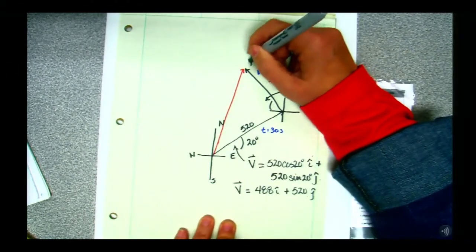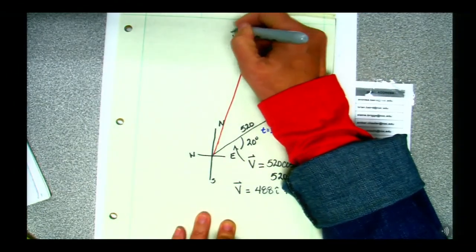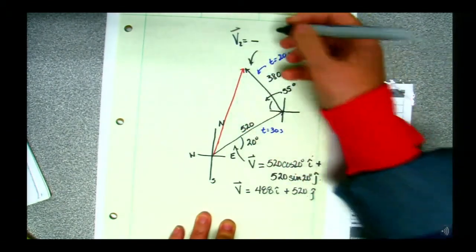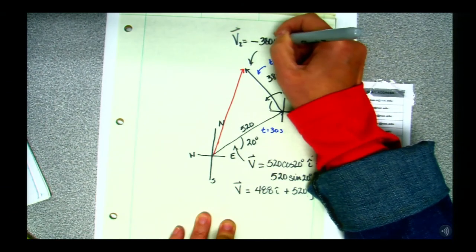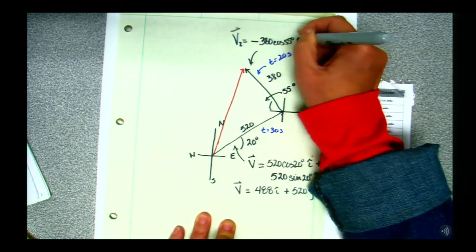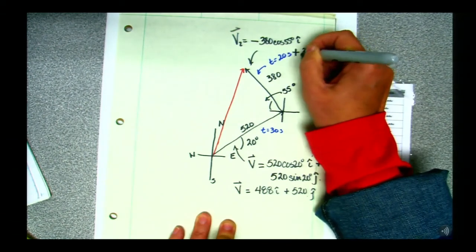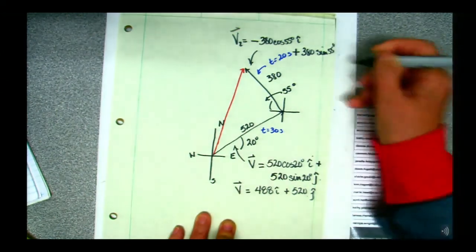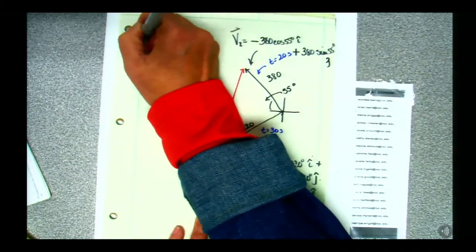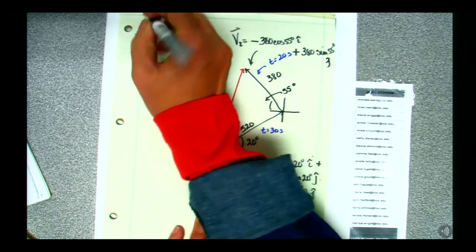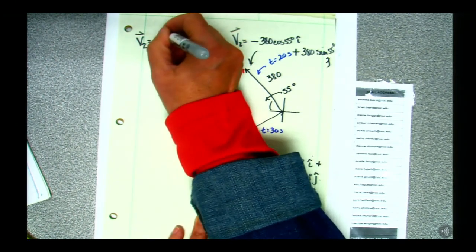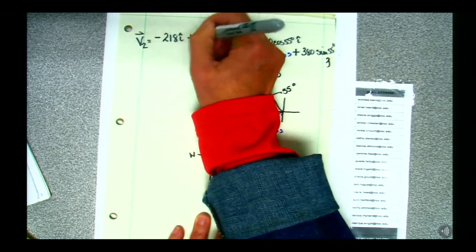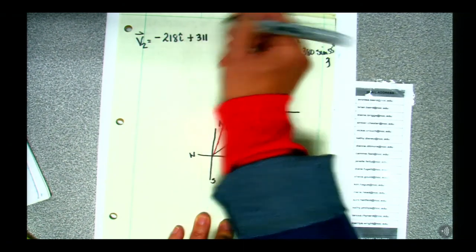This vector, vector 2, is going to be negative because I'm going in this direction in the X direction, 380 cosine of 55 degrees, plus 380 sine 55 degrees. And that's in the J. When I write vector 2 out and I plug it into the calculator, I get a negative 218 in the I direction plus 311 in the J direction.